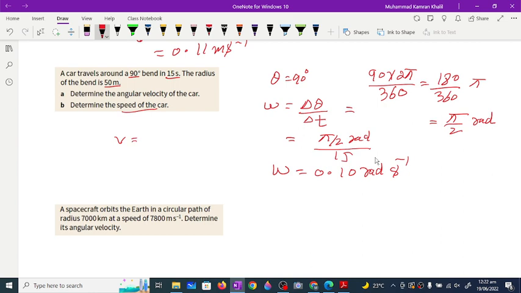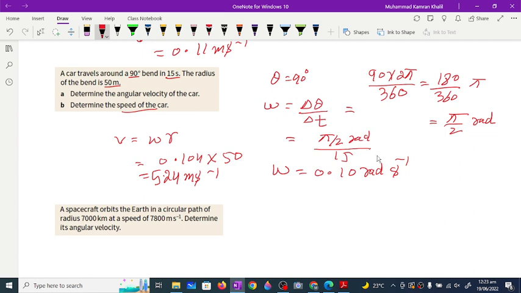v equals omega r. So 0.104 multiplied by 50. So 5.24 meter per second is the answer of this question.